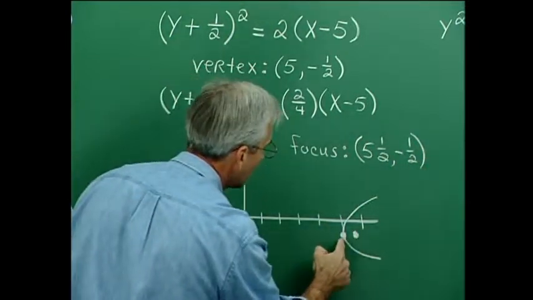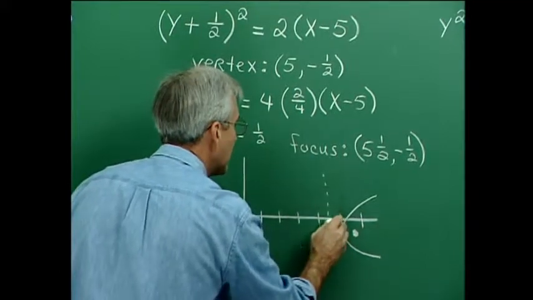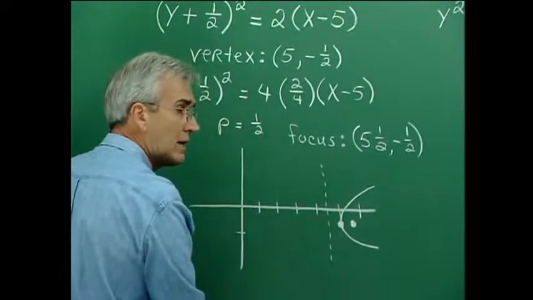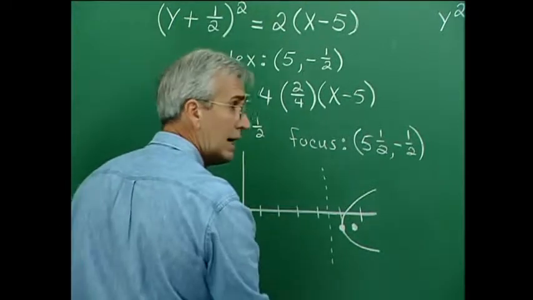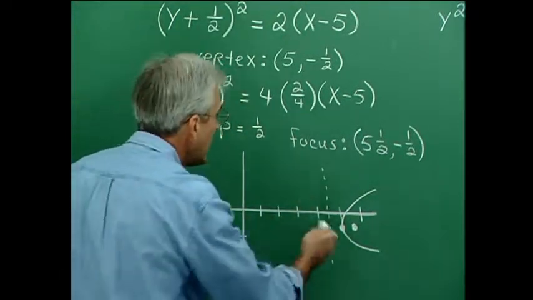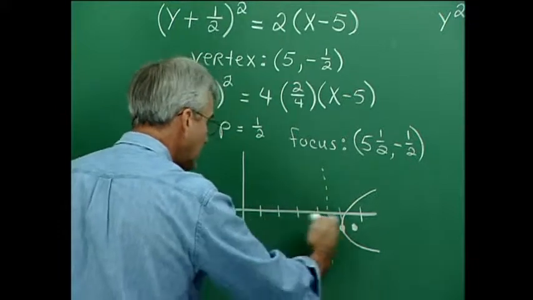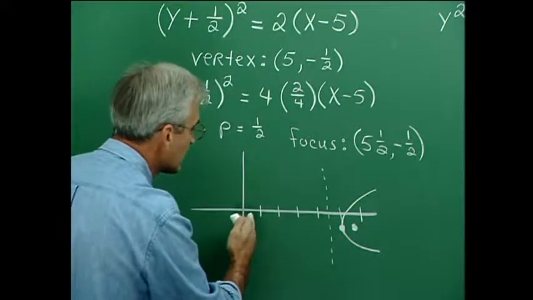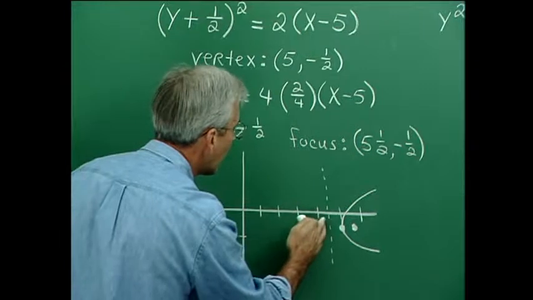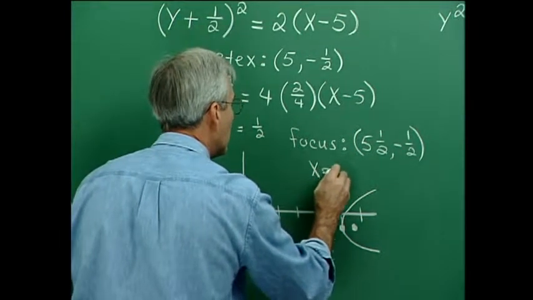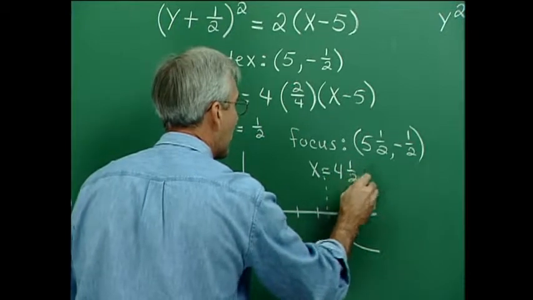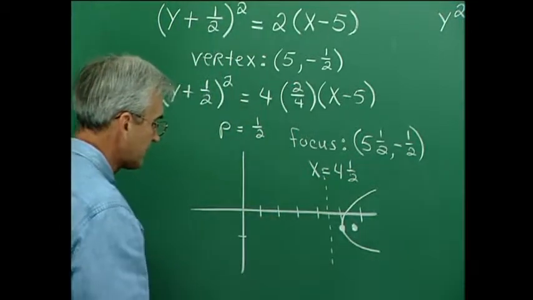You know, the directrix is the same distance on the other side, and sometimes you might be called upon to write the equation for the directrix. And let's see, it's a vertical line, and vertical lines are x lines, and they are x lines at a particular distance from the y-axis, and that distance is 1, 2, 3, 4½. So this line is x equals 4½ as the equation for the directrix.